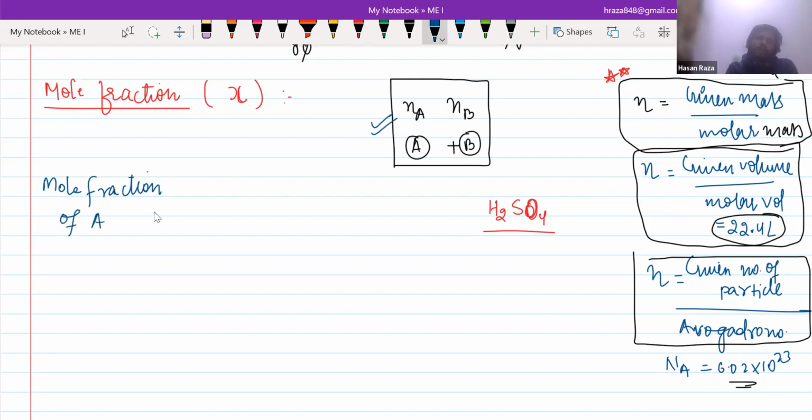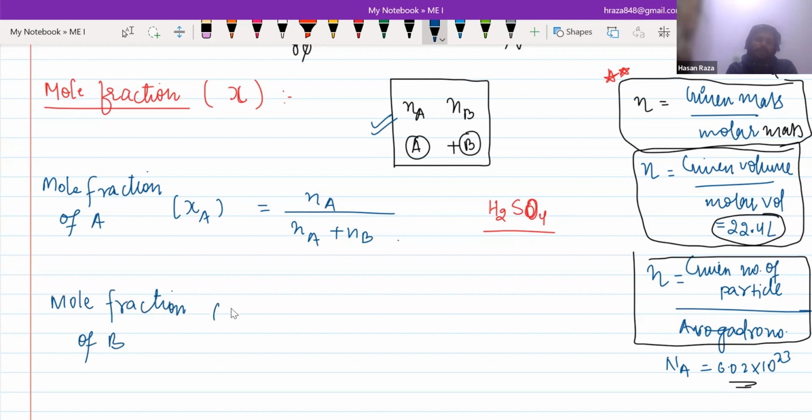of A, that means chi A, this will be equal to number of moles of A upon total number of moles in the container. That means number of moles of A plus number of moles of B. Again, if you are going to calculate mole fraction of B, that means chi B, that will be equal to number of moles of B in numerator and total number of moles in denominator. So this is the formula for calculating mole fraction. Please do write it.